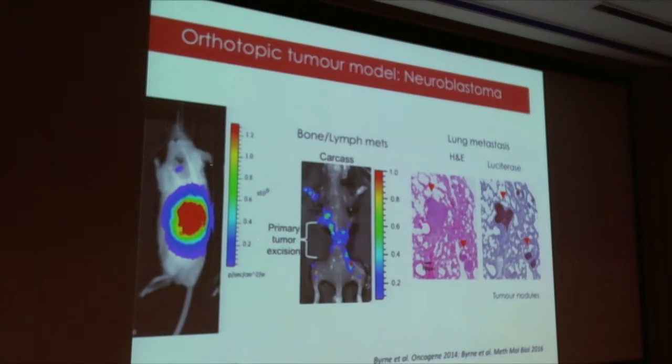And what you can see here is, the primary tumour is glowing because it's very large. When we take the primary tumour out and we look at the carcass, you can see that you get metastasis to different organs. And we do also know that this model metastasizes to lung, and that's what you can see here. This is staining of the tumour cells in brown here, and surrounded here by some normal lung. So you can actually detect these lung nodules. So again, a really good model if you want to look at these type of things and you want to look at metastasis as well.